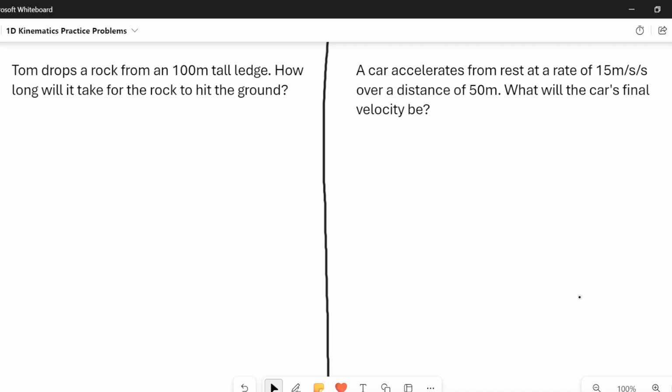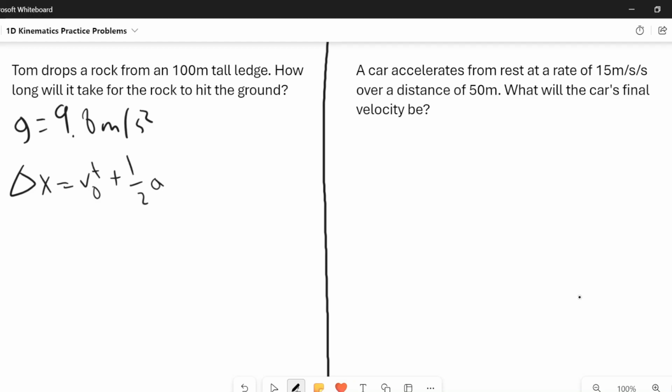So first, we need to know what the acceleration due to gravity on Earth is. And that's represented by the variable g, which is 9.8 meters per second squared. This value should be memorized into your brain. This is very important for honestly all of physics. So remember that. So now with that knowledge, we can use the equation delta x equals v naught t plus half a t squared.